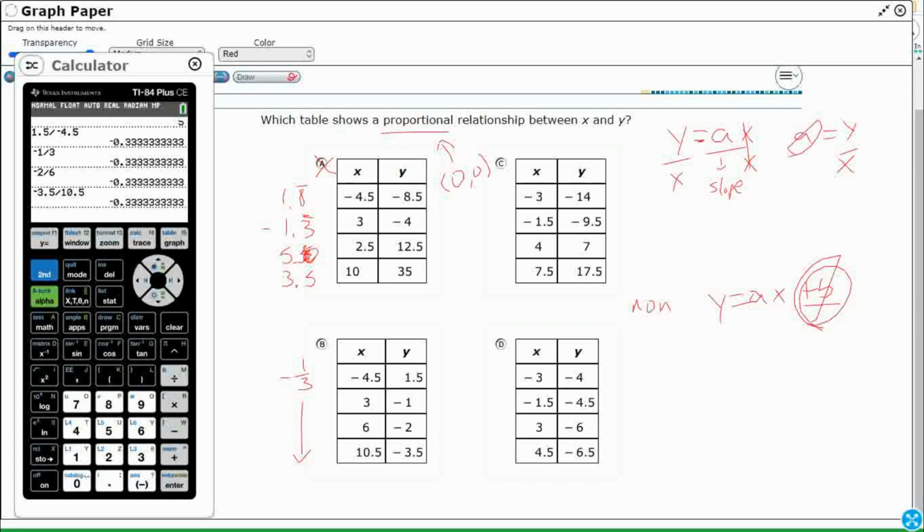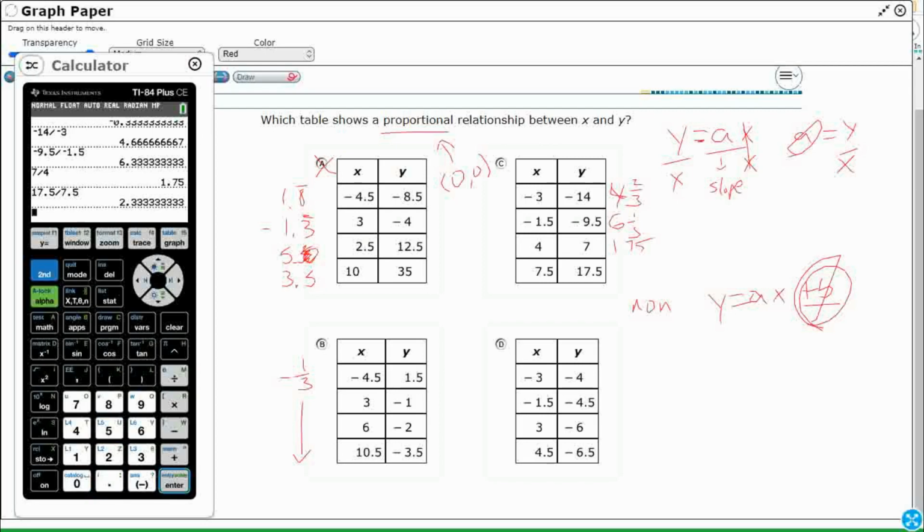Okay, let's just double check C and D. So C is going to be negative 14 over negative 3. Okay, that's 4 and that's really 2/3. I'll call that 4 and 2/3. Negative 9.5 divided by negative 1.5. Nope, that's 6 1/3. 7 divided by 4. Nope, 1.75. Nope, that's not going to work. 17.5 divided by 7.5. Okay, we're all over the place.